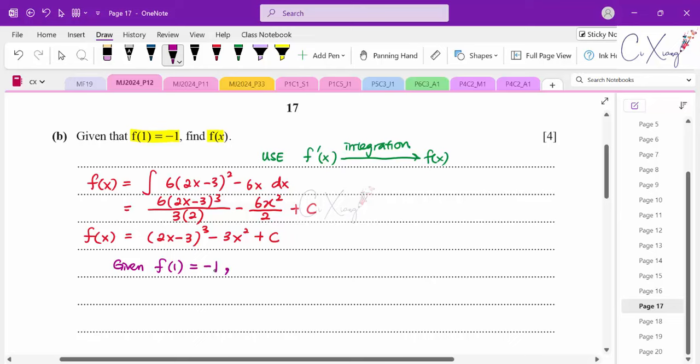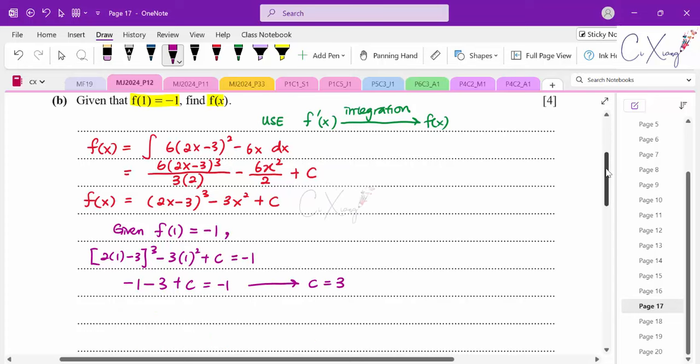Okay, so what's the value for f(1) that I will get? So substitute x here, becomes 1. So what we have here is (2 times 1 minus 3) cubed minus 3 times 1 squared plus c equals negative 1. Simplify your answer here. This one is negative 1, this one is negative 3, then plus c equals negative 1. So simplify it, you'll get your c equals 3.